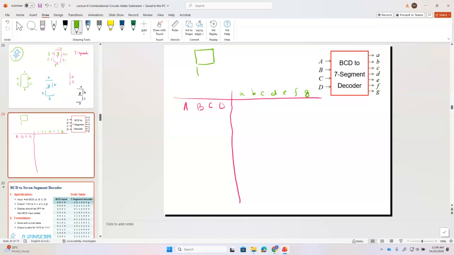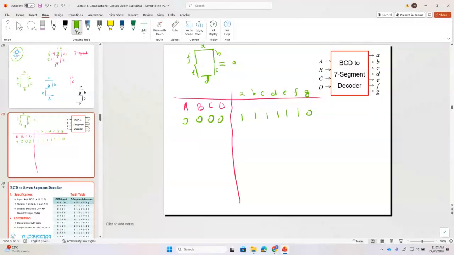So this is control 0. Okay, now if you want to display 0, so 0, 0, 0, 0. Please remember, this is the BCD code for 0. So 0, 0, 0. Which segment should be on? Help me. A should be 1. All of them are 1 except G, because this is A, this is B, this is C, this is D, this is E, and this is F.